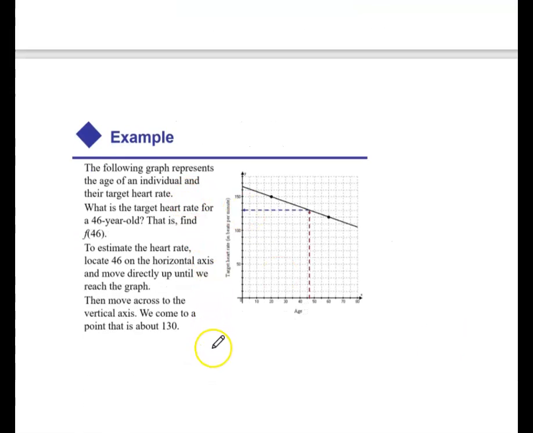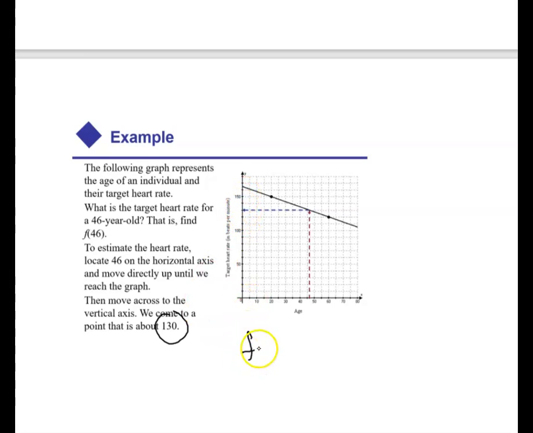Okay, so the following graph represents the age of an individual and their target heart rate. What is the target heart rate for a 46-year-old? That is, find f of 46. So that's what this red line is. They've gone down here, 46 is a little bit over halfway in between 40 and 50. So they drew the line and they went over, because this is labeled target heart rate, and they found out that it was 130. This looks like these are going up by tens.